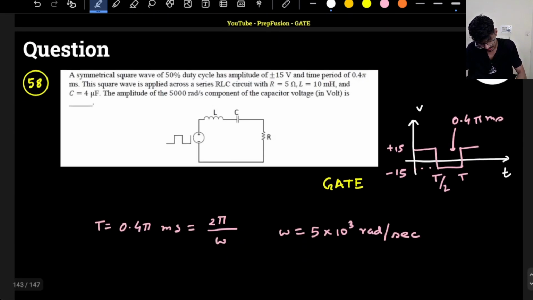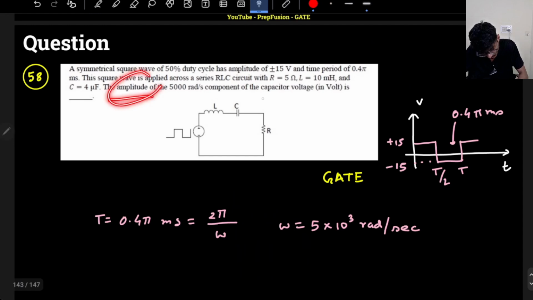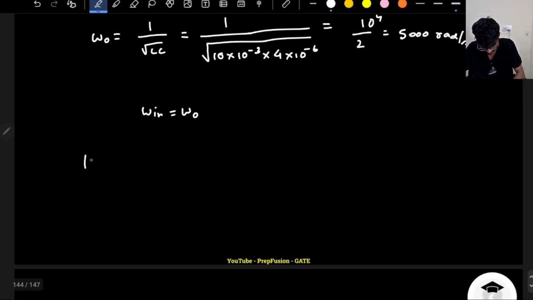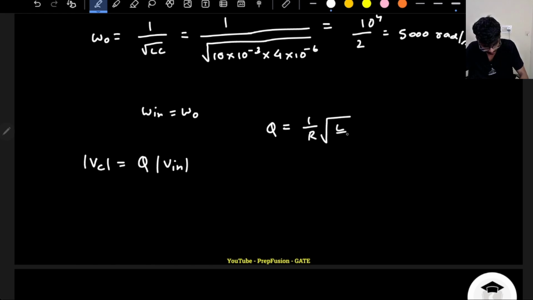So what have they asked? They have asked the amplitude of the voltage across the capacitor. If the circuit is in resonance, you directly say the magnitude of the voltage across the capacitor is Q into the magnitude of the input voltage, the peak voltage, right? So what is Q? Q is either you can remember the formula 1 by R under root L by C, or you can directly write omega naught by bandwidth, whichever one is suitable to you.